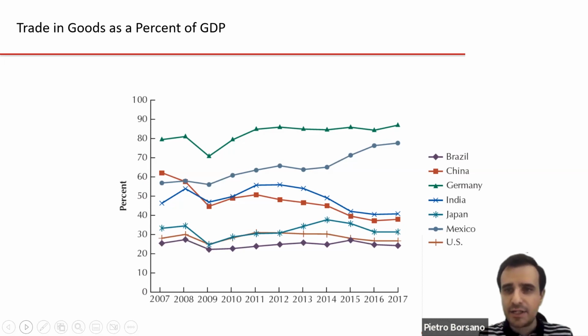Then there are other countries, such as the US, where the production is mostly aimed at the local domestic market. Then we have countries like China and India, which are progressively shifting from being exporting countries to being more focused towards the domestic market. China exports 38% of its goods. For India, it is slightly higher, at 41%.